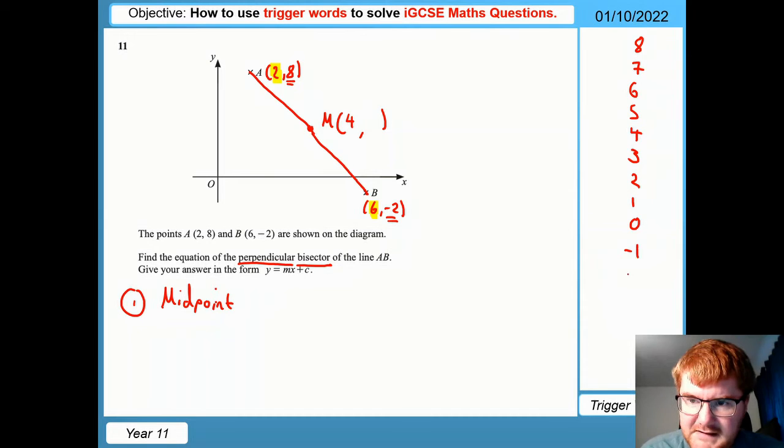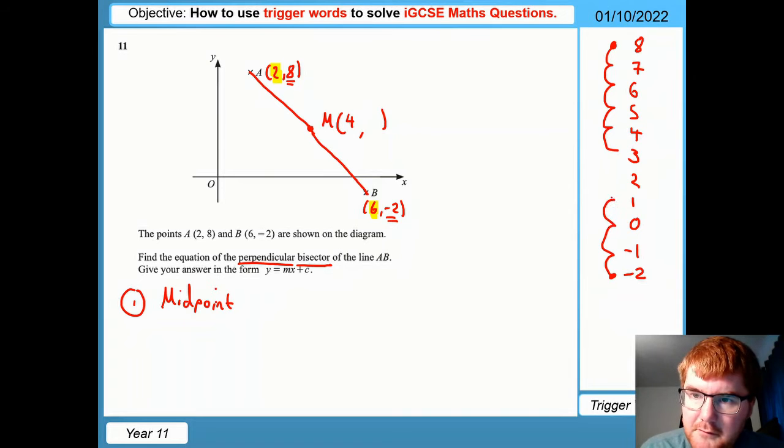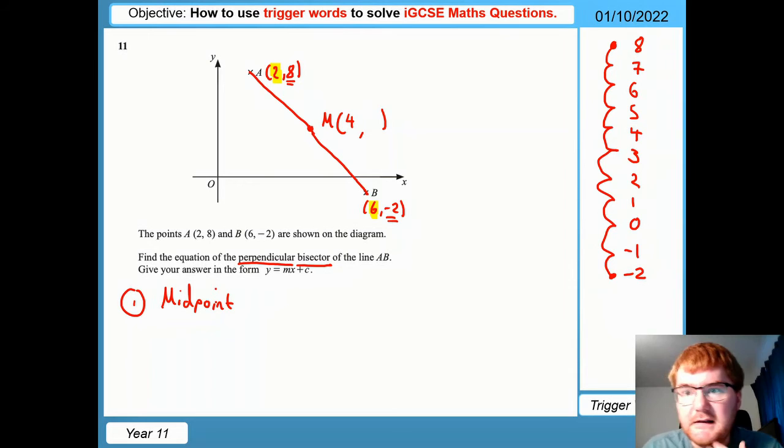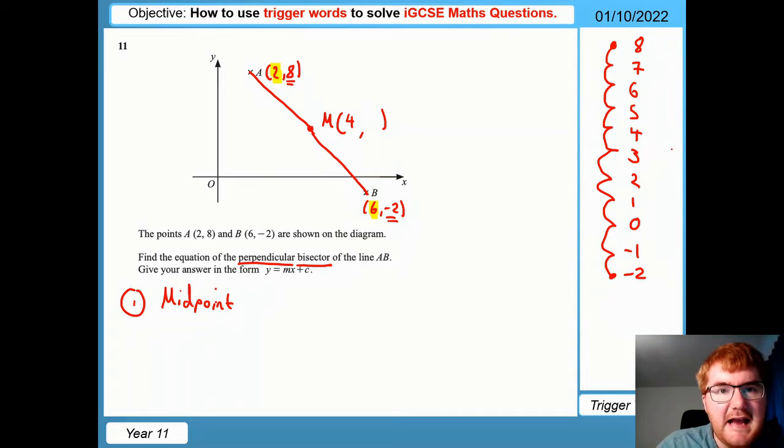This is why I have this column here to help me with such things. So here's 8, here's minus 2. I want to go halfway between them, and you can use this idea to work out the midpoint quite quickly. Well, this is 1, 2, 3, 4, 5 steps. This is 1, 2, 3, 4, 5 steps. So if I do this process, I want to go between 8 and minus 2, then I'm going to go to 3.